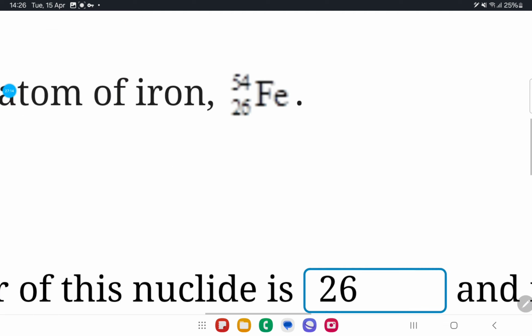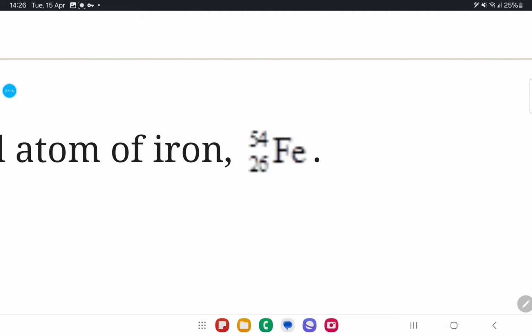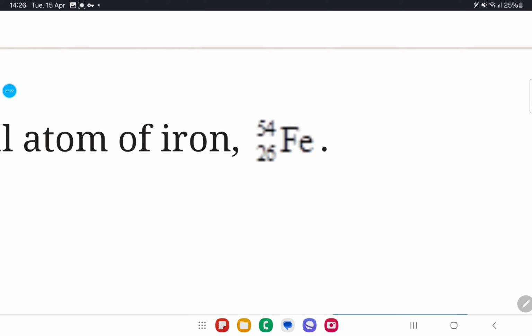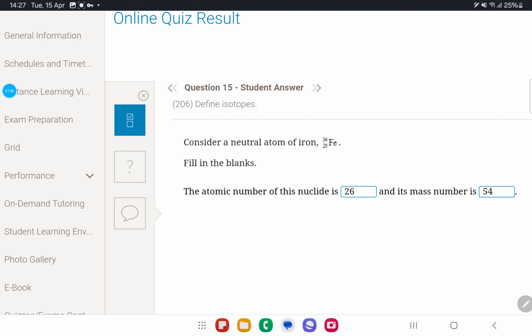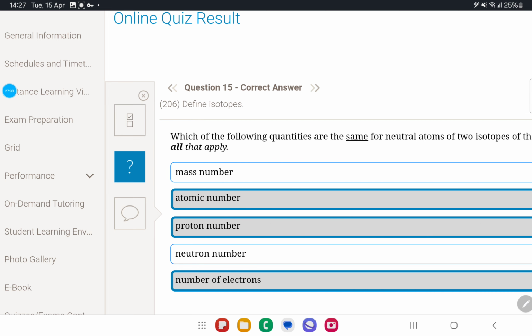Okay, so remember, mass number is always up and atomic number is always down. Mass number makes up the nucleons, which are the protons and neutrons, while the atomic number is the amount of protons. So the atomic number is 26 in this case, and the mass number is 54. That's it for this question.